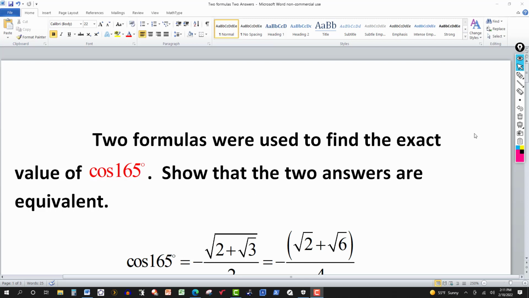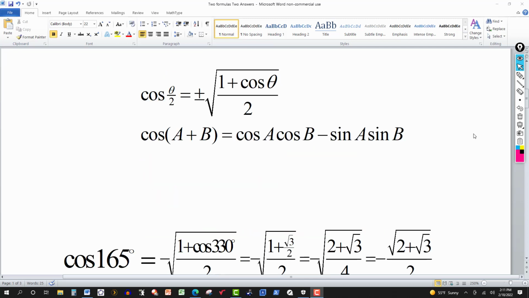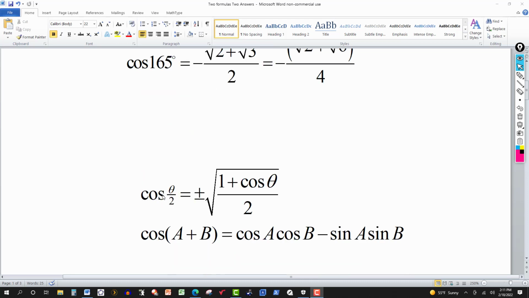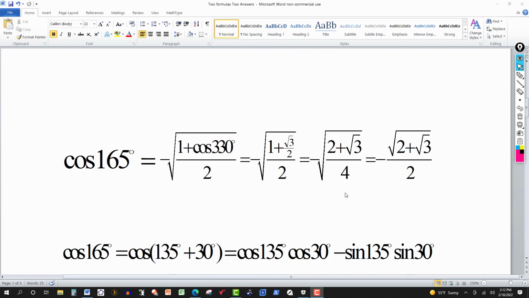Well, in that video, using the half-angle formula, let me show you the formulas we used. Cosine of theta over 2 was equal to plus or minus the square root of (1 plus cosine theta) over 2. And then I said you could use the cosine for the sum of two angles, which breaks down this way. Cosine of A plus B is cosine of A, cosine of B, minus sine of A, sine of B. So in the video I mentioned here, this is what we had.